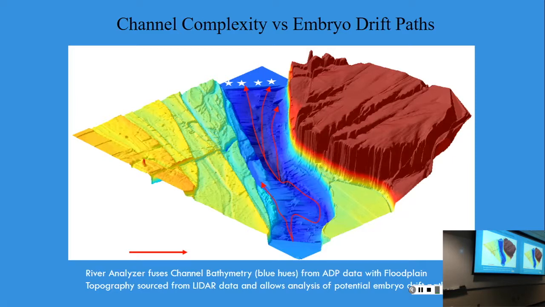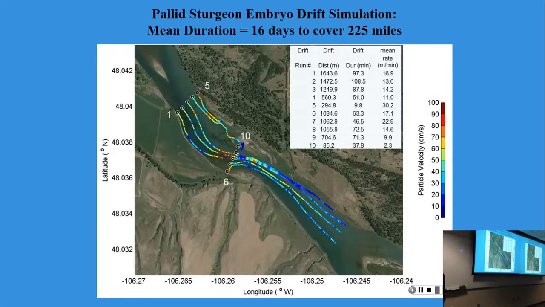Two embryos in your first mile. Zero the rest of the river. And they did three of these. So they're less than 1% recovery, and concluding that they're all flushing to the bottom. Not right.